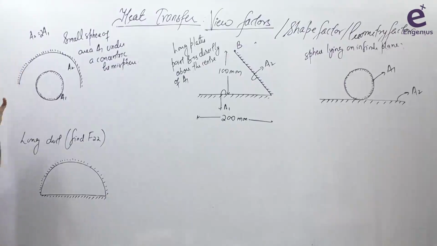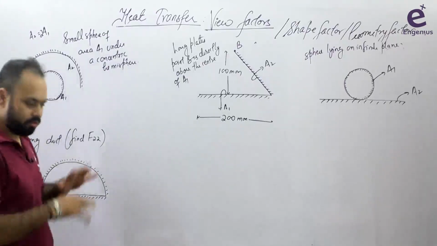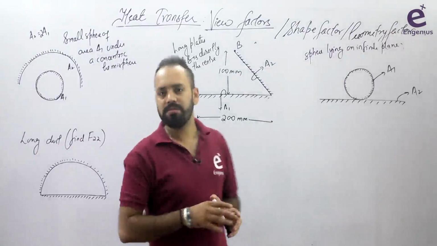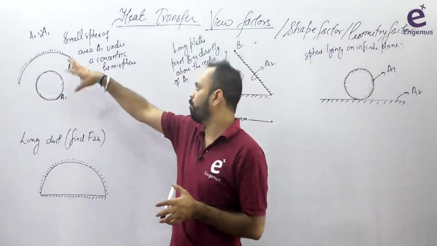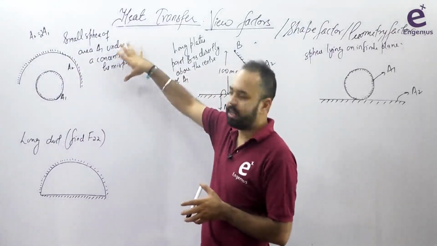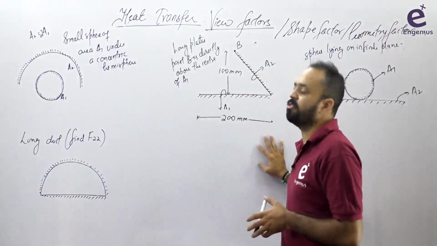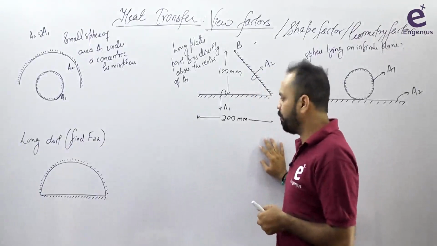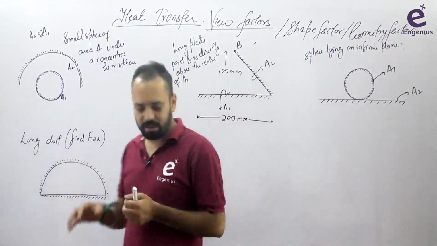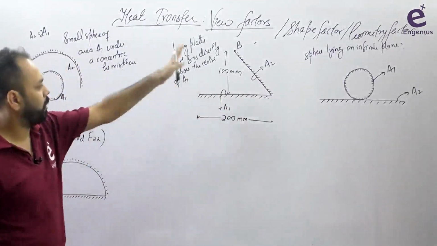Such that the surface area of the hemisphere is twice the area of this sphere. A2 is equal to 2A1. So let me write a little here: a small sphere of area A1 under a concentric hemisphere. So how to solve this problem? I have taken similar kinds of problems, this problem, and this problem.